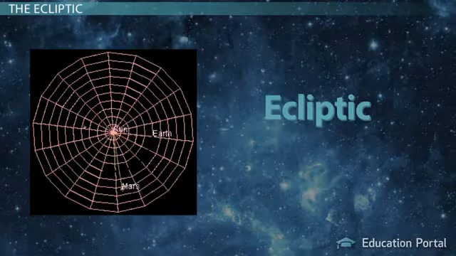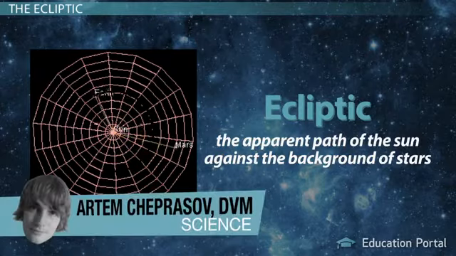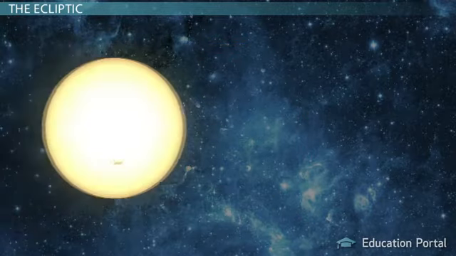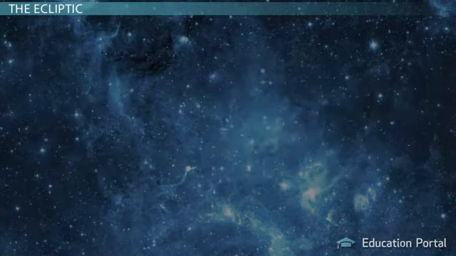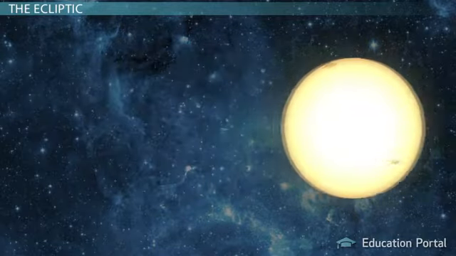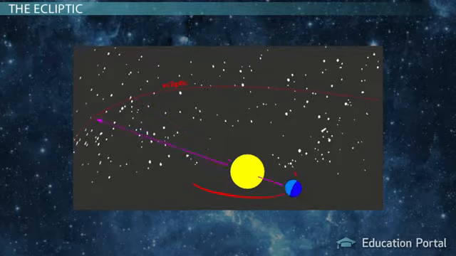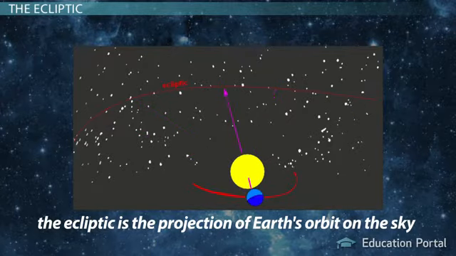The ecliptic is the apparent path of the sun against the background of stars. Our Earth's orbit is almost a perfect circle. As the Earth moves around the sun, it appears as if the sun moves against the background of stars. That is to say, if in the daytime you could see stars, you would see the sun crossing in front of them. Basically, the ecliptic is the projection of Earth's orbit on the sky.